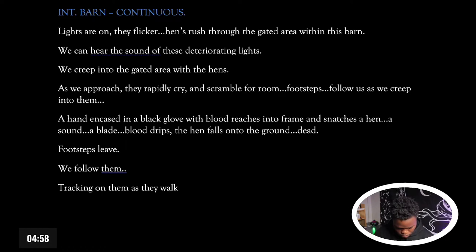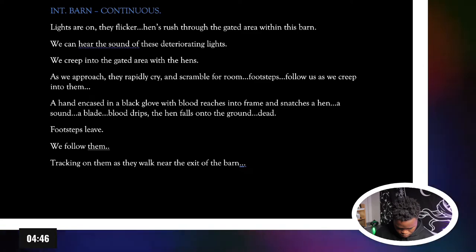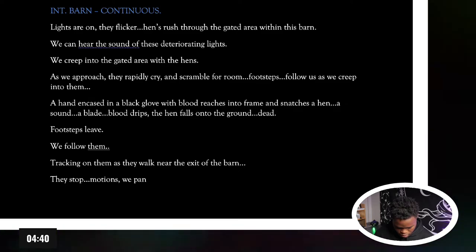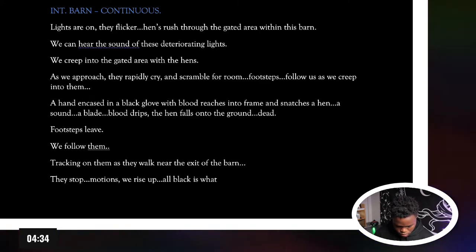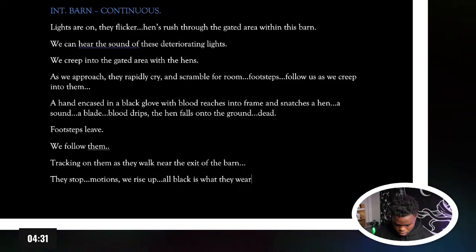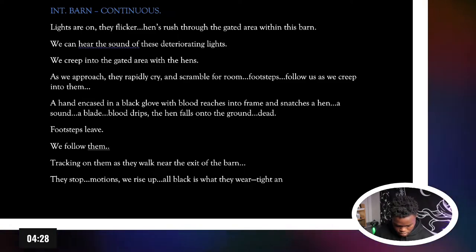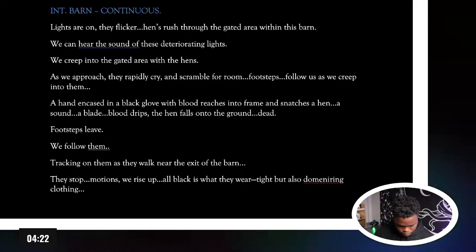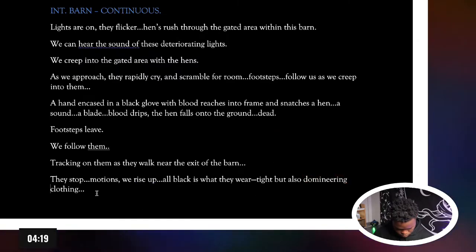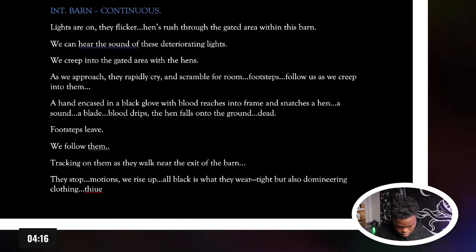As they walk from the exit of the barn, a sound. Stop, motion, you pen, you rise. All black is what they wear. Tight, but also dominant. Their face.